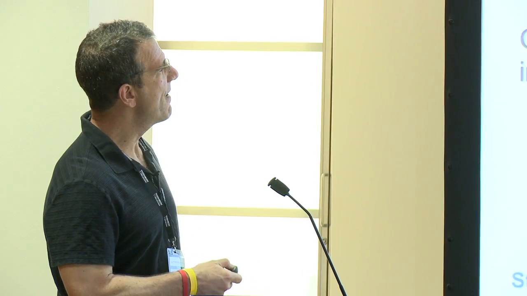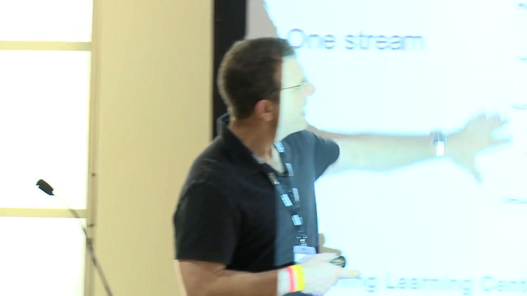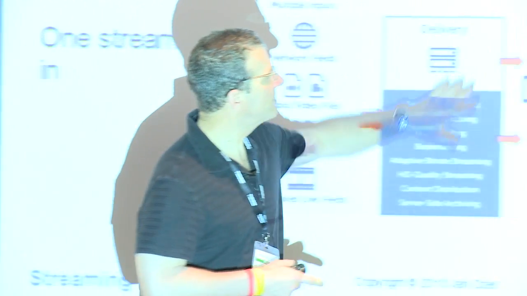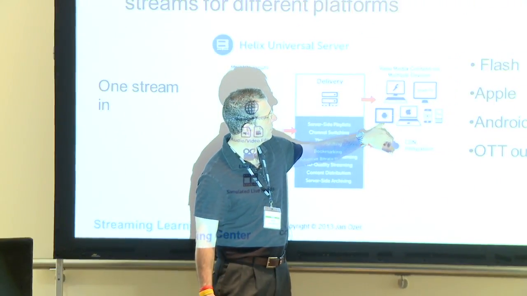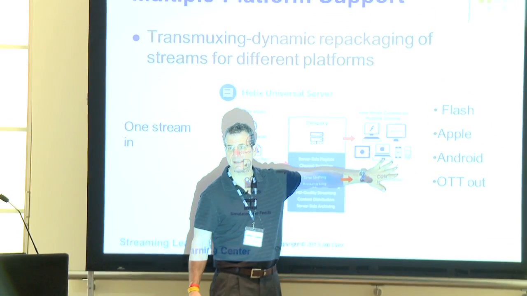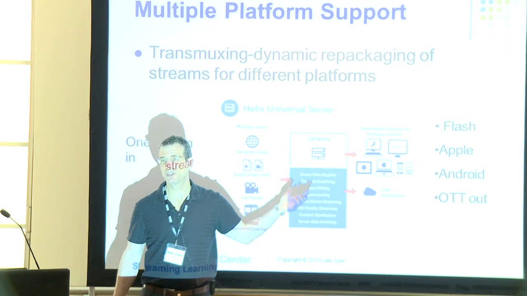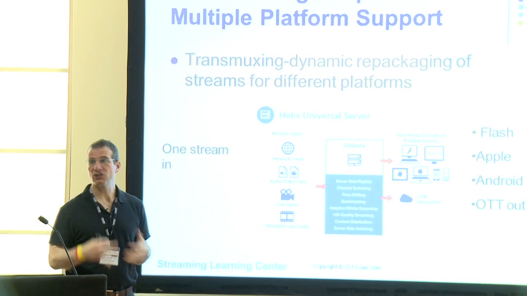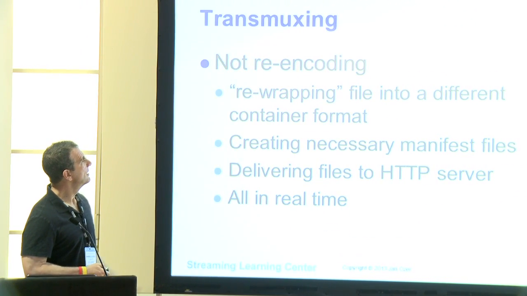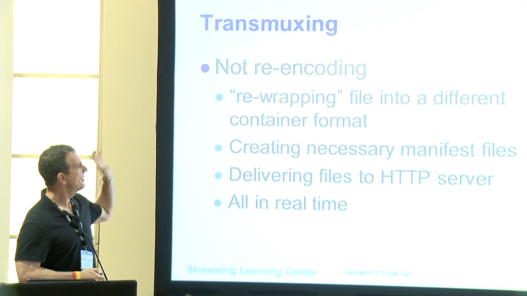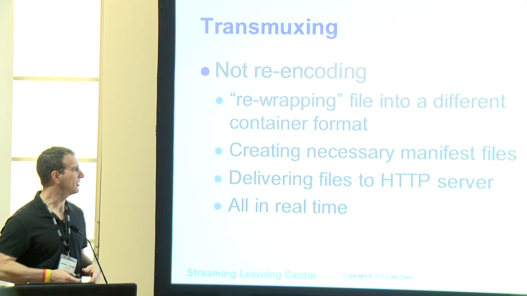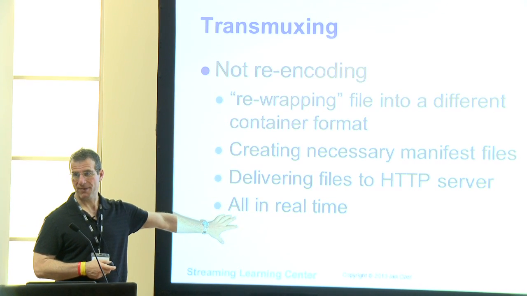So here's a lovely graphic from Real Networks, who are here at this conference, and this shows what transmuxing does. You take one set of files in, and you can support Flash, OTT, Android, Apple, and other mobile formats via this one server. One set of files in, multiple files out, happening in real time, not re-encoding, but transmuxing. You're changing the container format, creating the necessary manifest files, and delivering those files to the HTTP server as necessary, all in real time.